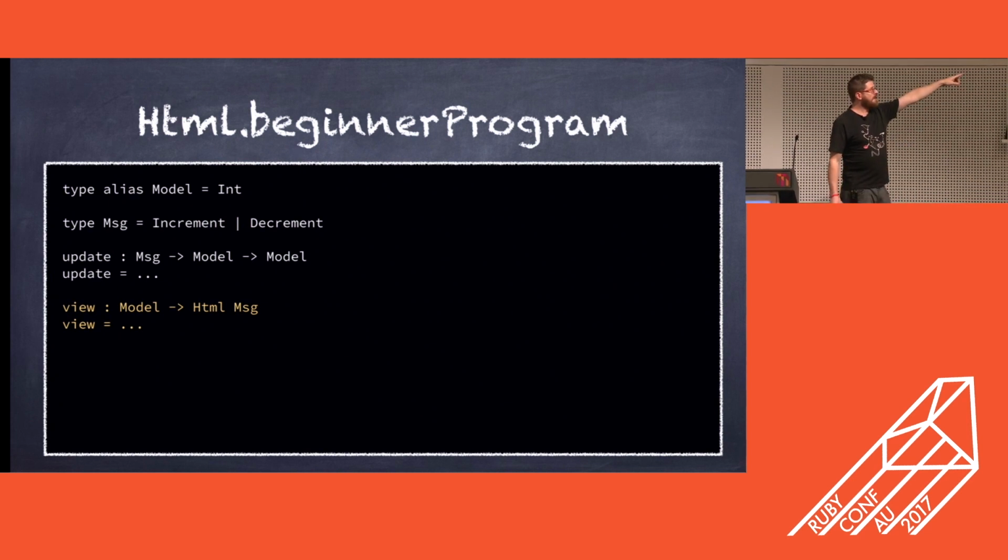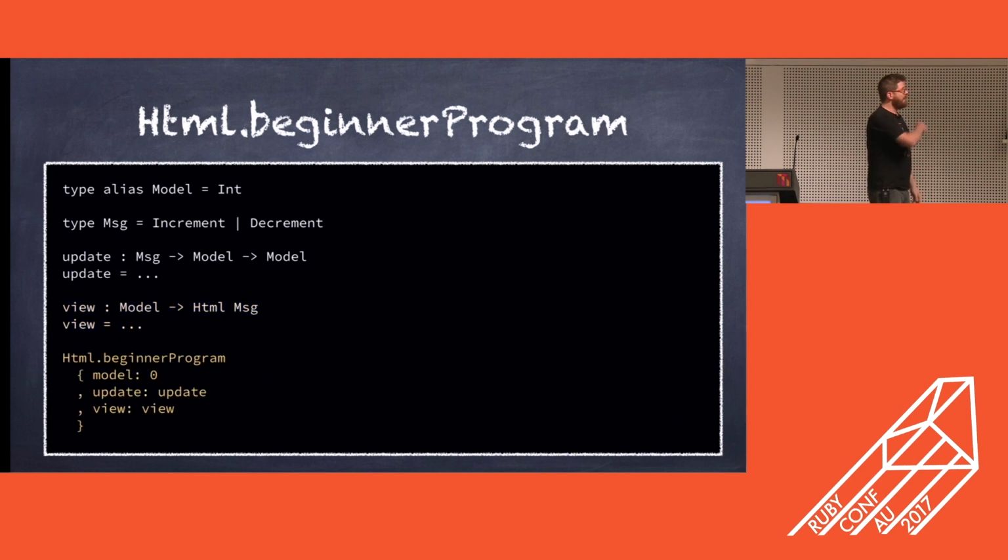The one thing that you can see here is weird is that I'm not returning just HTML, it's HTML of type message. So I'm wrapping the message type in my HTML. The reason for that is because, as I showed before, the HTML needs to know how to emit my message type. So the view needs to know about my message type in order to be able to emit those messages. And then finally, wire it all up with beginner program, set an initial value for the model, in this case 0, pass in my update function, pass in my view function, and that's the whole app.